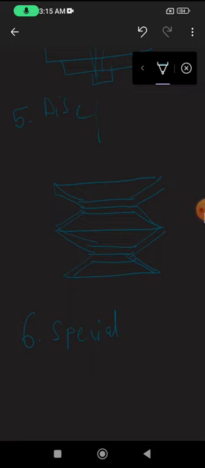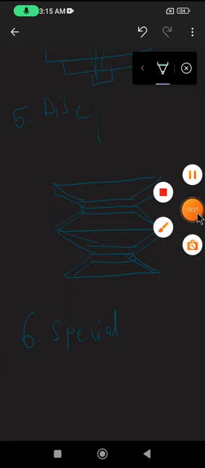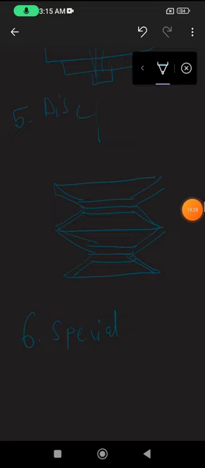Now in the next chapter we will see various loads on the spring and its formulas. In today's lecture we have seen spring, application of spring, material of spring and types of spring. I hope you understood. So let's end this lecture.